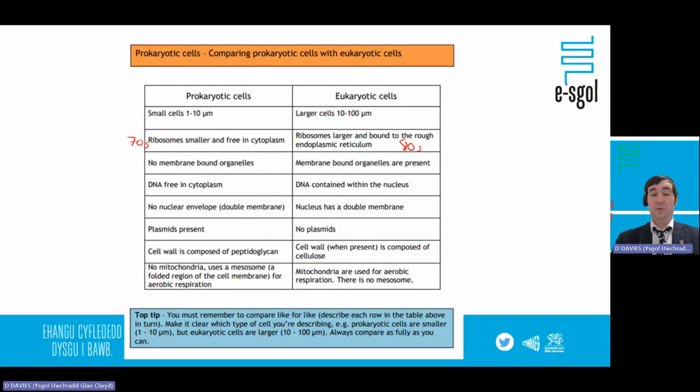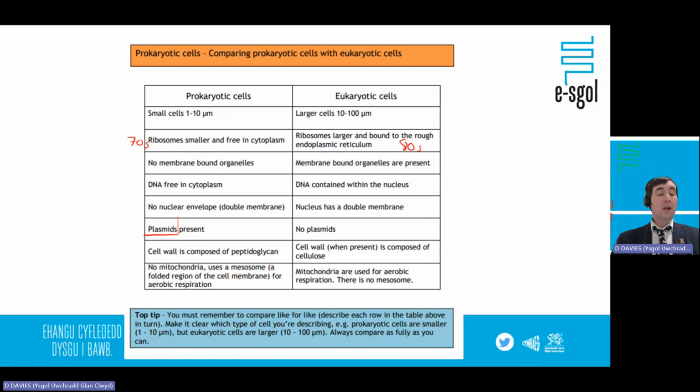Okay, membrane-bound organelles, not membrane-bound organelles, DNA in the nucleus, free DNA with no nuclear envelope, plasmids present, no plasmids. Plasmids are a circular form of DNA, an extra bit of DNA. Cell wall peptidoglycan, cell wall cellulose, and then mitochondria present in eukaryotic cells, mitochondria absent in prokaryotic cells, but they have a mesosome. A mesosome is a fold on the inner membrane.